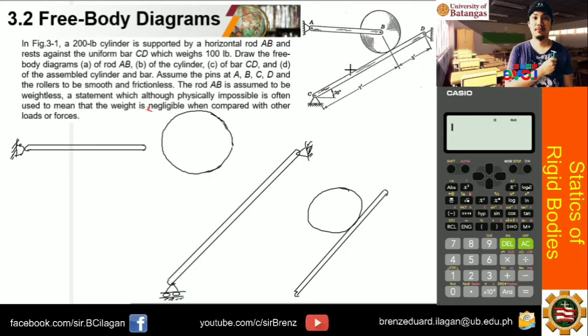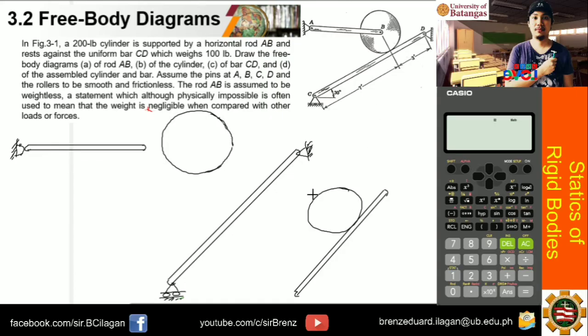So basahin natin yung problem. So in the figure shown, we have a 200-pound cylinder which is supported by a horizontal rod AB. Yung rod AB which is supporting a cylinder and which rests against the uniform bar CD. So yung cylinder is naka-patong dito sa bar na to. Okay, so yung bar CD mo weighs 100 pounds. Draw the free body diagram of A, the rod AB, B, the cylinder, C, yung ating bar CD, and D, for the assembly of the cylinder.